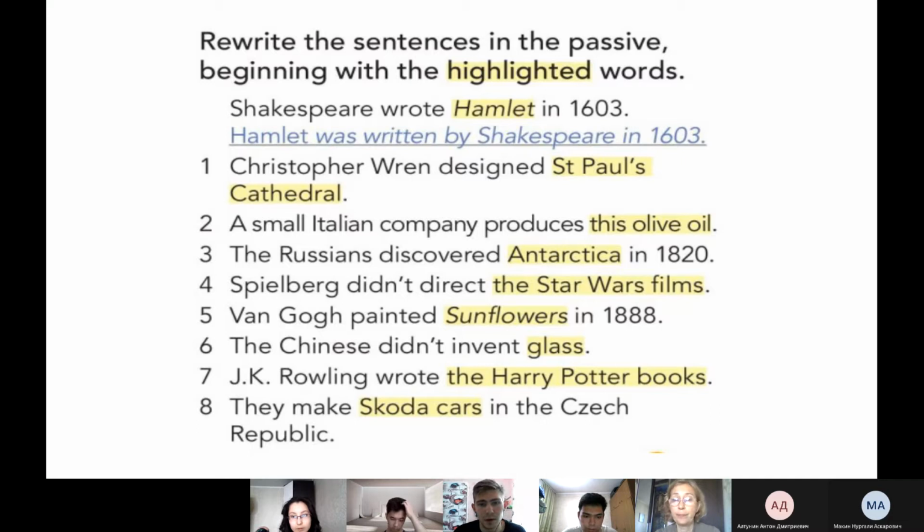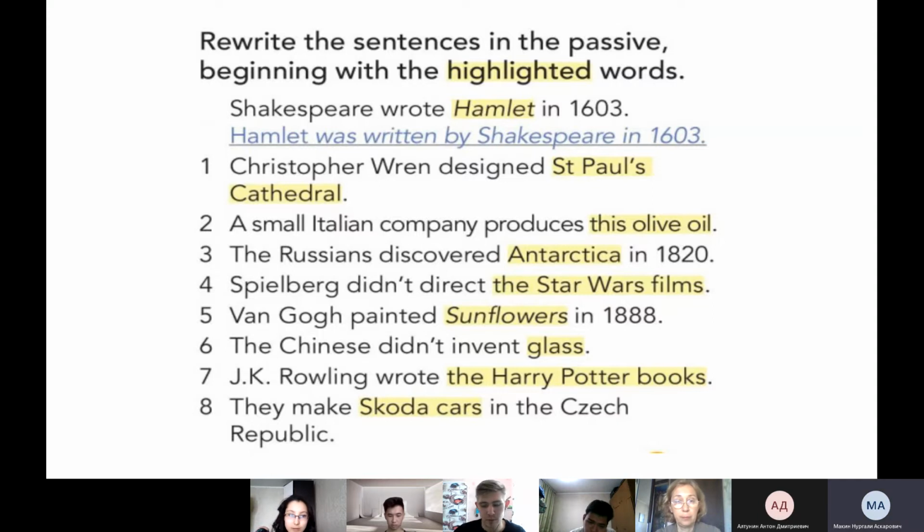Christopher Wren designed St. Paul's Cathedral. St. Paul's Cathedral was designed by Christopher Wren. Exactly. Okay. So the next one is for Nurgali.